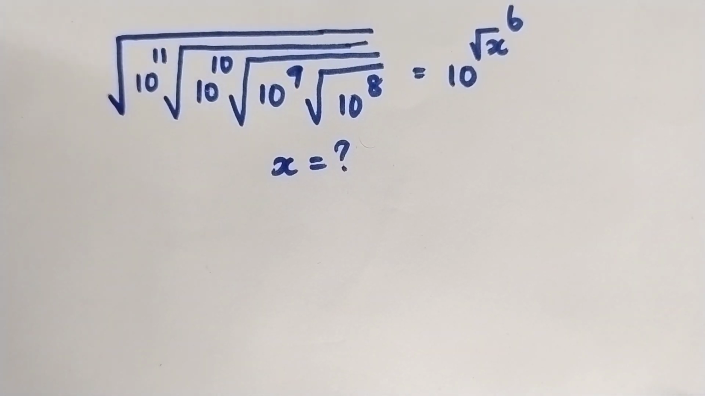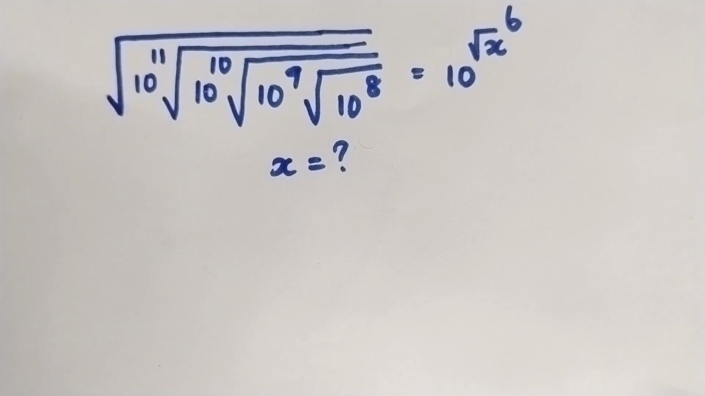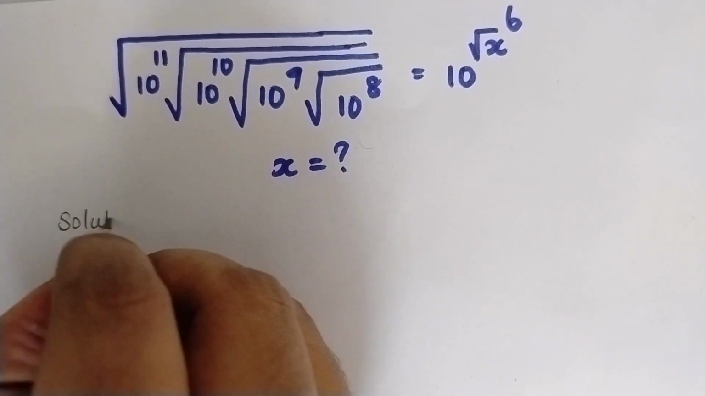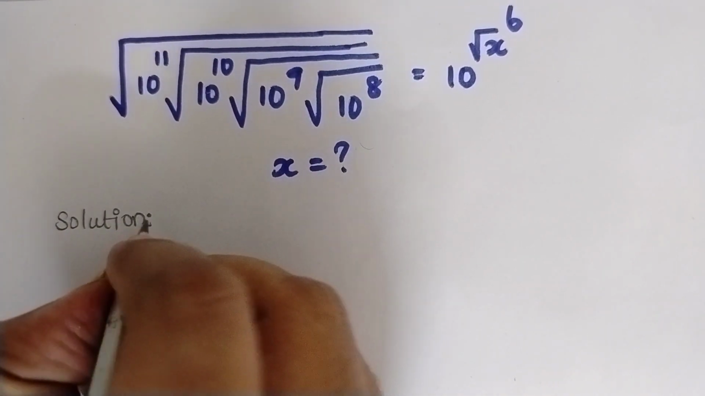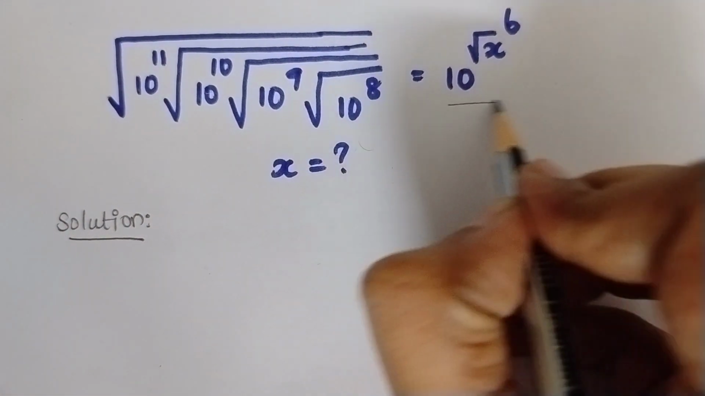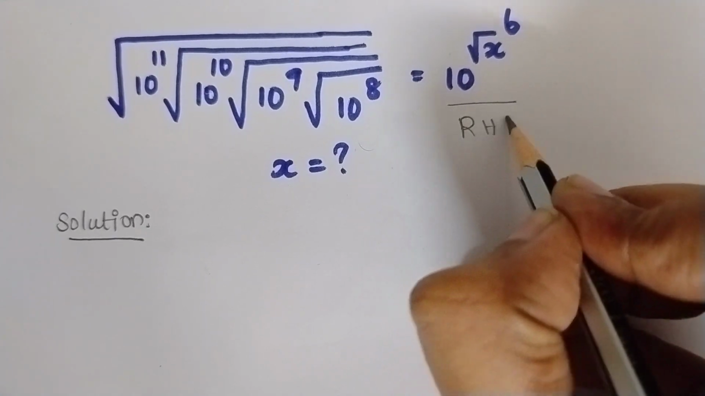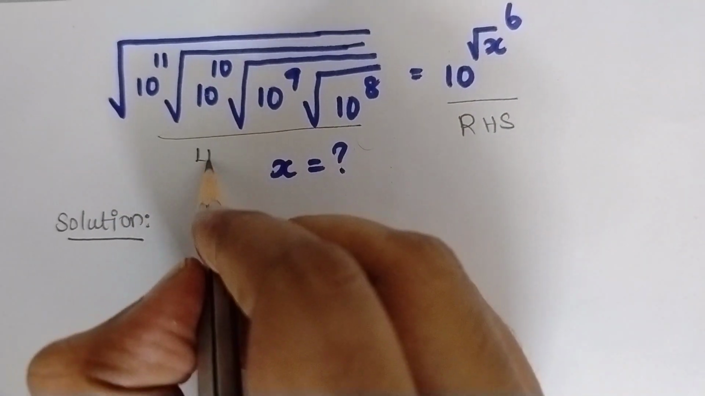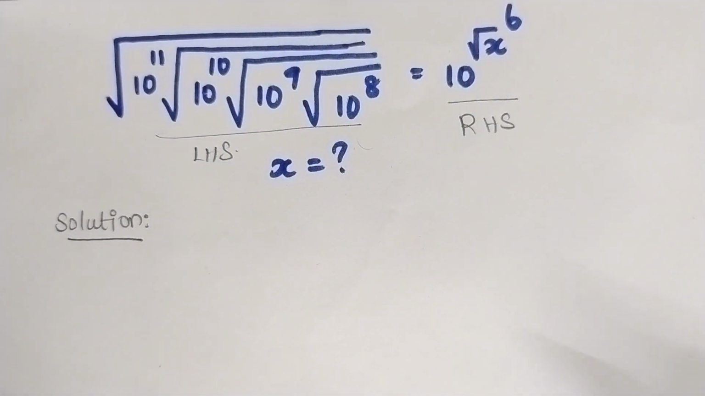In today's class, they have given the square root problem. They ask us to find the equivalent value for x. So let's start our solution. Okay, solution is, first we need to simplify this RHS, right hand side problem, and we need to simplify the left hand side problem. Okay.